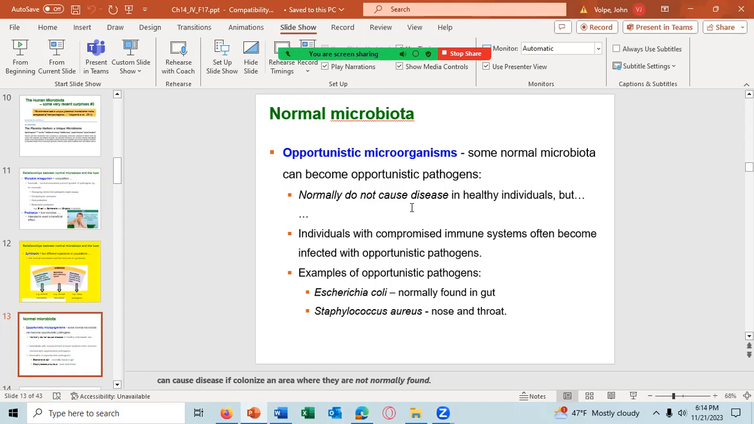Normally, in the nose and in the throat, it does not cause disease. But on the skin, it frequently is a human pathogen. And like I said, 20% of Americans have Staphylococcus aureus on their skin. Any question about any of that?